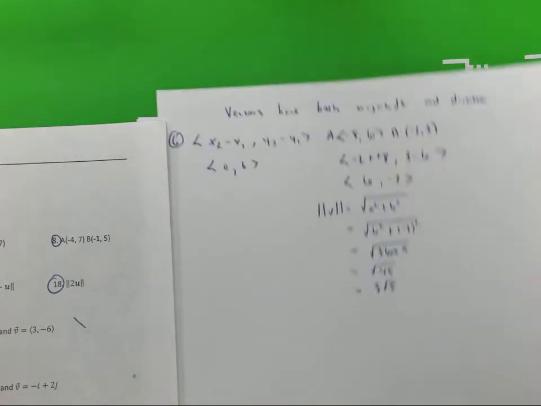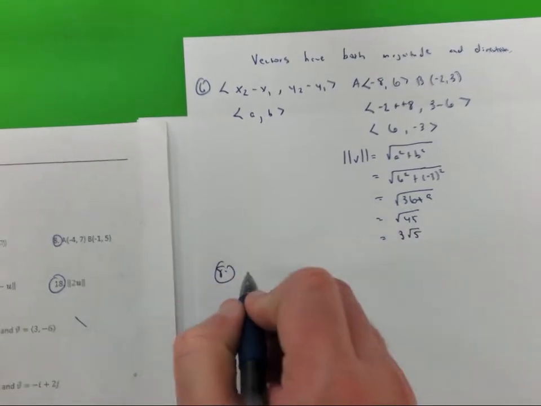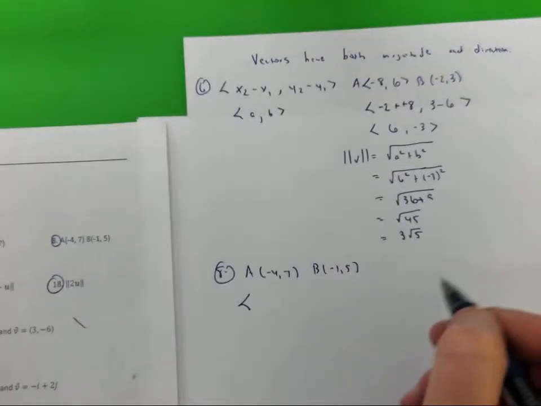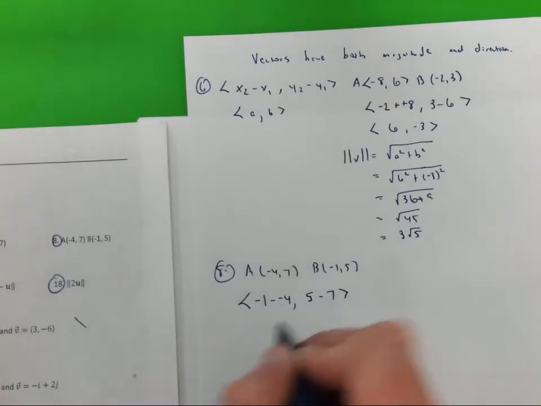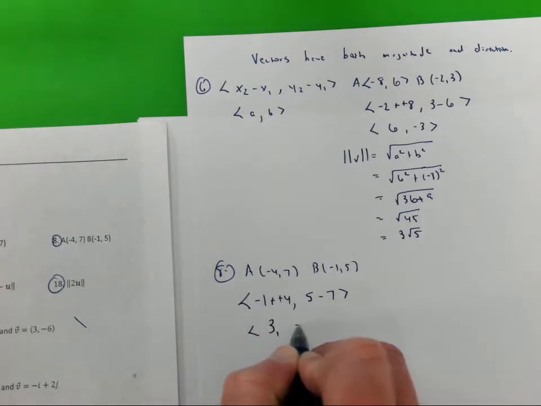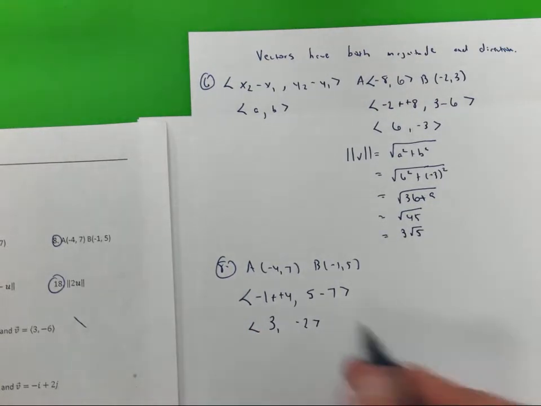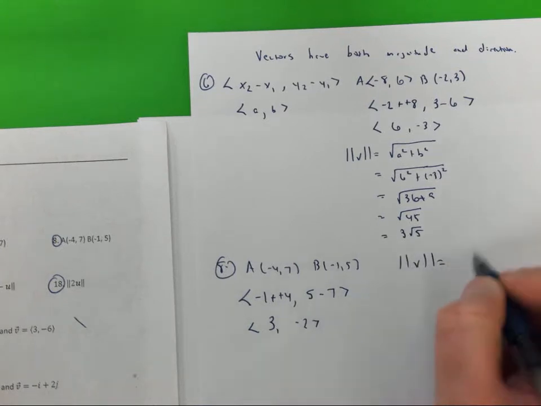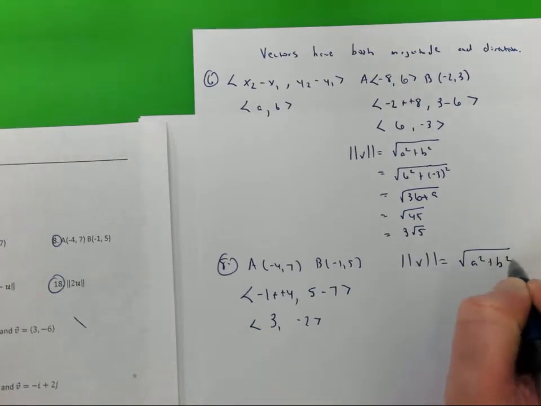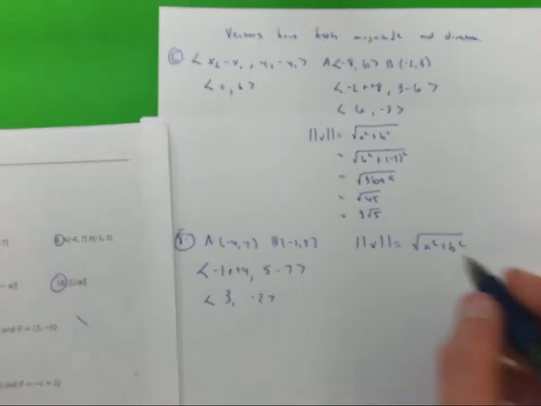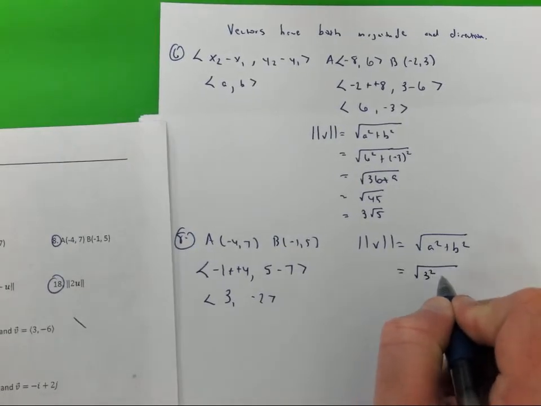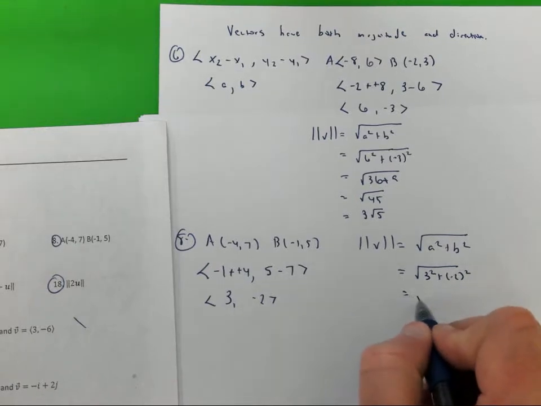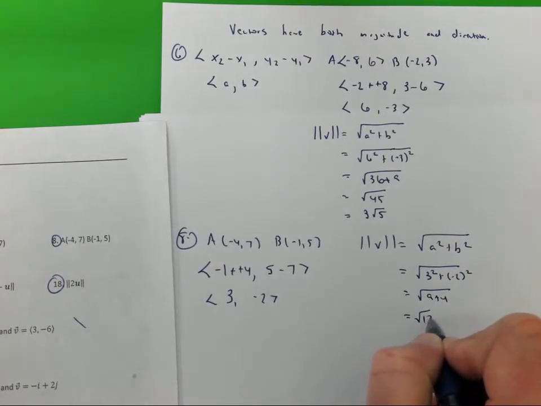Let's look at number 8. We have vector A, negative 4, 7, and vector B, negative 1, 5. Let's find the component form. Negative 1 minus the negative 4. 5 minus 7. Double negative. That gives me 3. That gives me negative 2. Now I'm ready to find my magnitude. Remember the magnitude formula is square root of a squared plus b squared. You got to know all those formulas by heart. 3 squared plus negative 2 squared is 9 plus 4, which is the square root of 13.